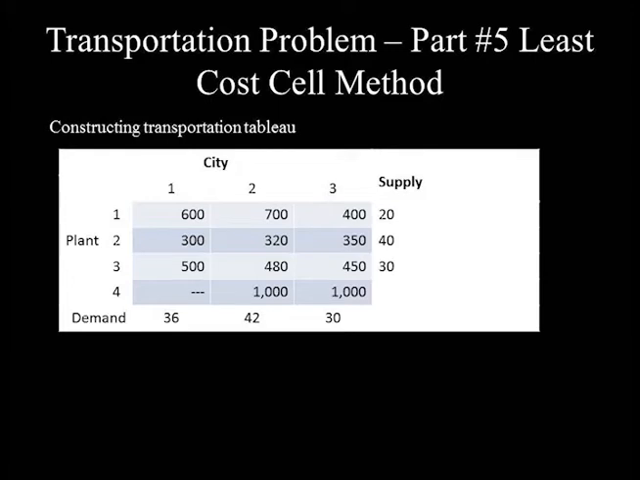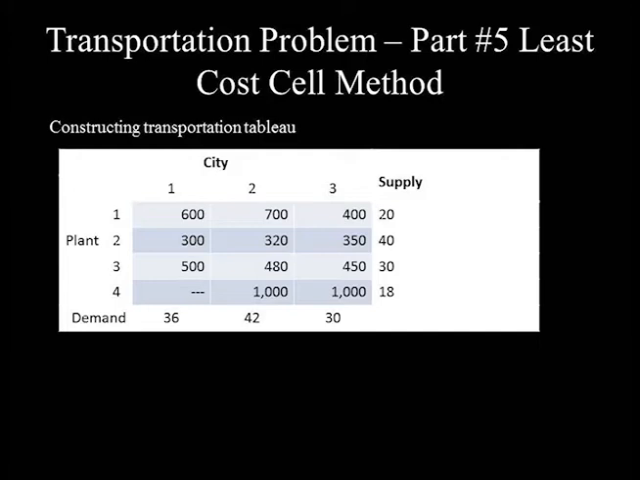The external network is needed for the increased demand, which can be calculated as the difference between the total demand and total supply. Total demand is equal to 36 plus 42 plus 30, which is equal to 108 million kilowatt hour. Total supply is equal to 20 plus 40 plus 30, which is equal to 90 million kilowatt hour. Total demand minus total supply is equal to 108 minus 90, which is equal to 18 million kilowatt hour. This is a complete transportation tableau, which is used to set the initial feasible solution.